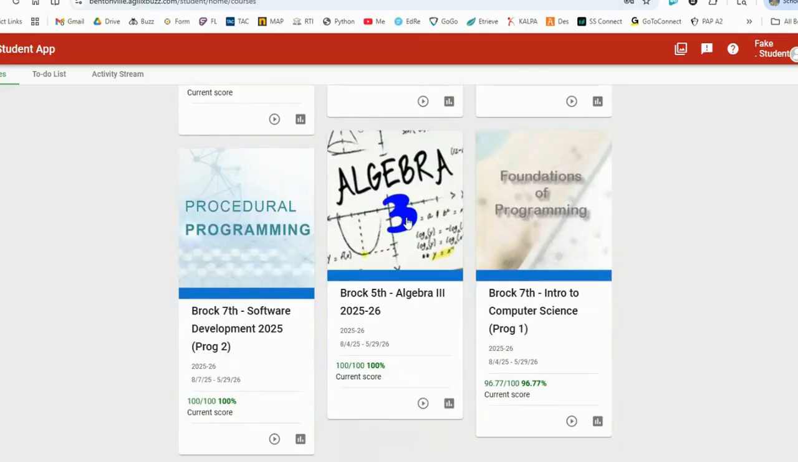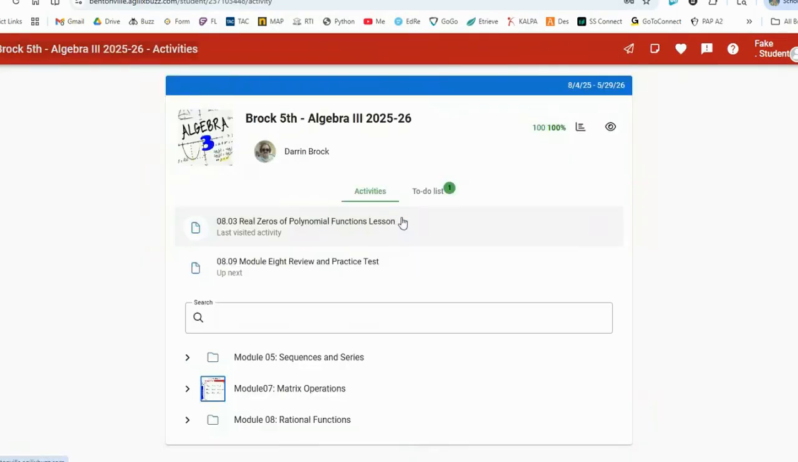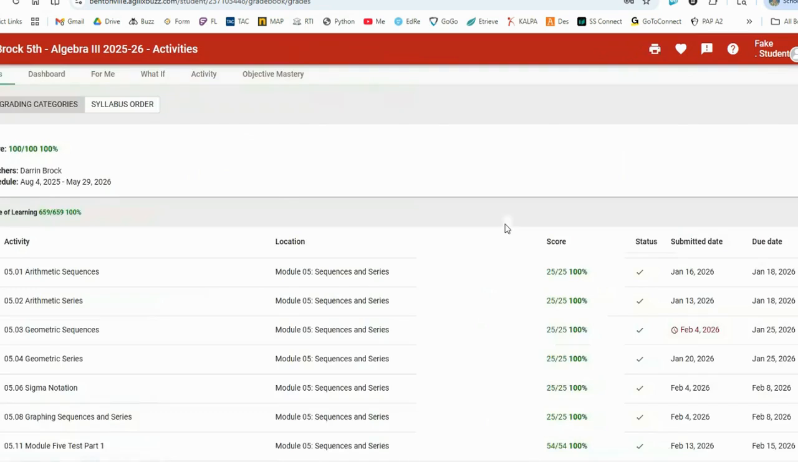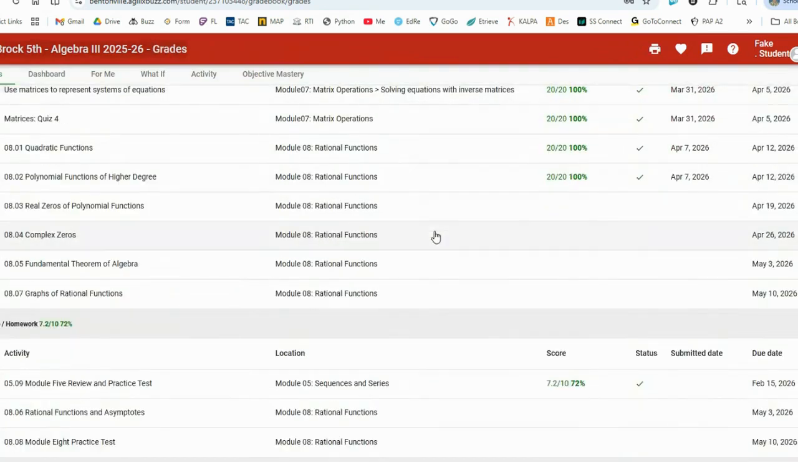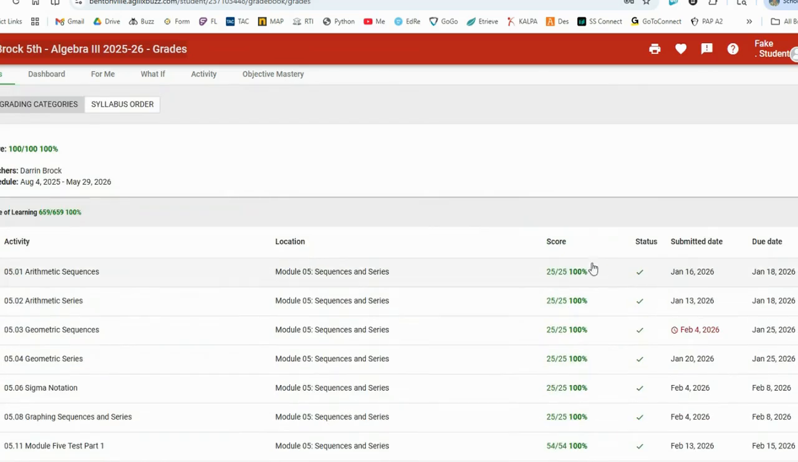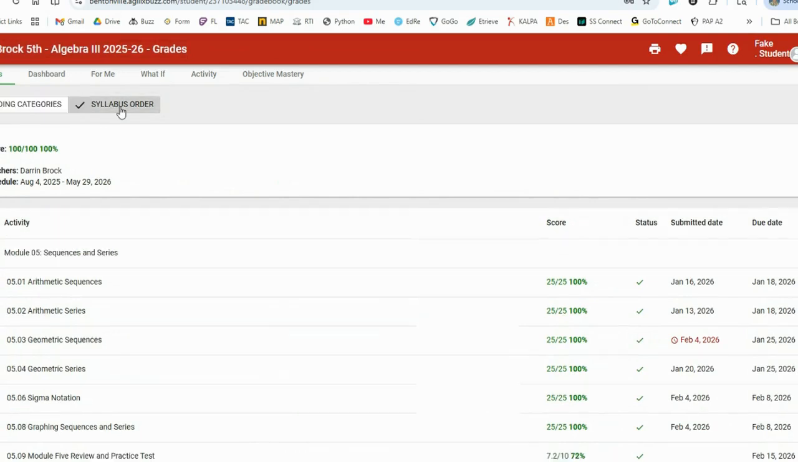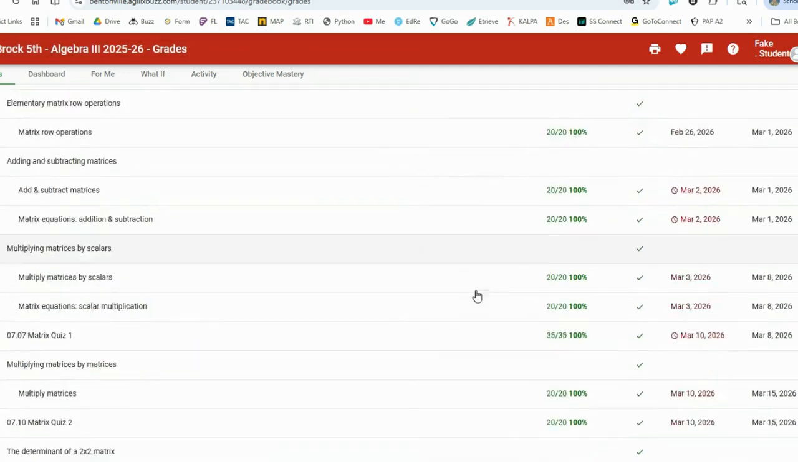But yeah, last week, let's take a look and see where we're at here. Oh, there's some practice grades down at the bottom. Oh yeah, all my settings are different here. Syllabus order. There we go. That's what I'm looking for.